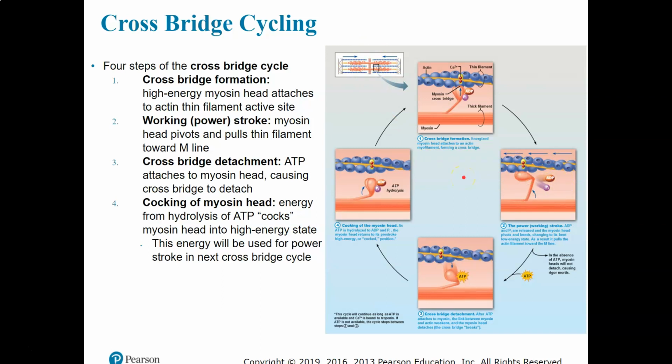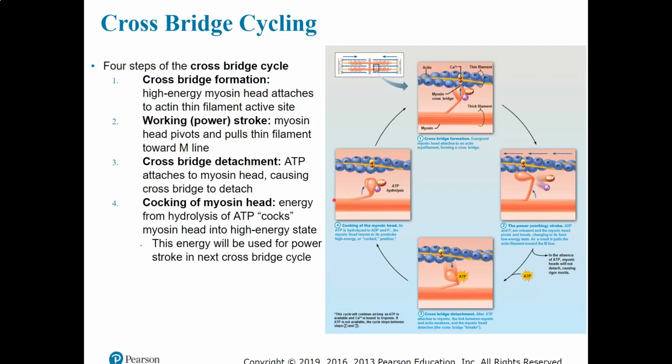Then, in order to detach the head group from the actin filament, ATP actually needs to bind here. So ATP binds and it detaches. Then the ATP gets hydrolyzed, so it gets converted into ADP and a phosphate.